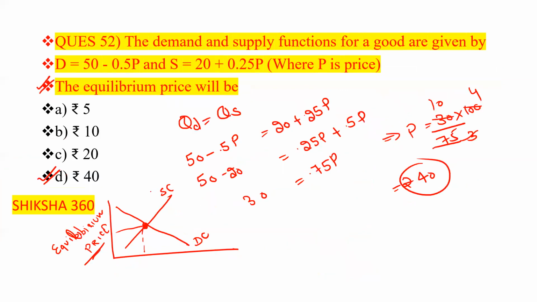I will draw the diagram here. This one is the equilibrium price. If the price is above that, like this one at rupees 60, quantity supplied is more and quantity demanded is less. From the graph we can definitely understand that this is the condition of surplus.